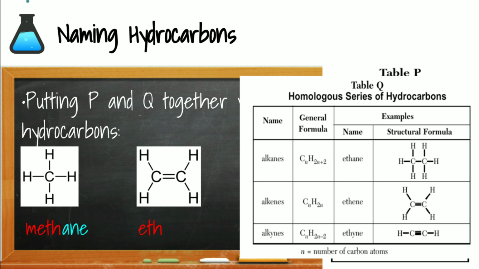And in the next structure, we have a double bond between the carbons. So the double bonded structure is an alkene, it ends in ene, so that is ethene.